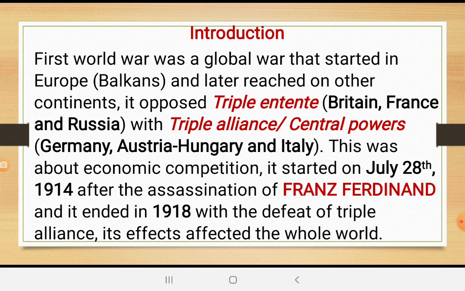There is also Triple Alliance on the other hand. This Triple Alliance can also be called Central Power. It was composed by Germany, Austria-Hungary, and Italy as the main members, but there are also some other areas. This Triple Entente and Triple Alliance competed during this war, and when you analyze deeply the cause of this war, it is generally about economic competition. It's all about economic competition and political imperialism.